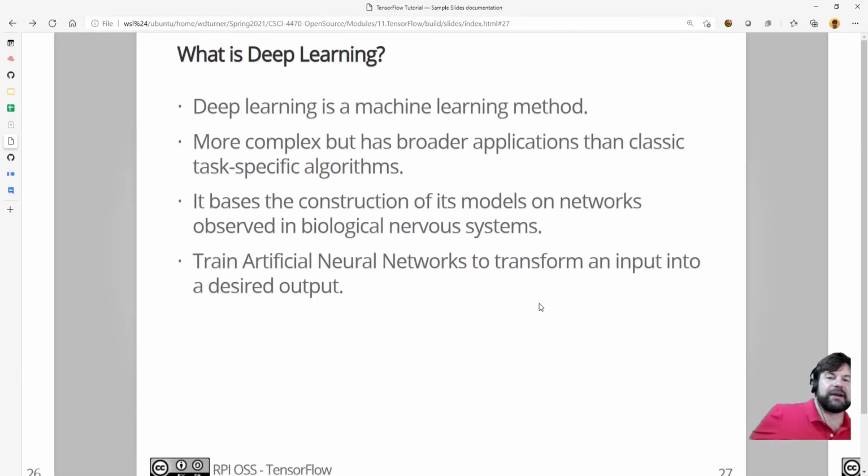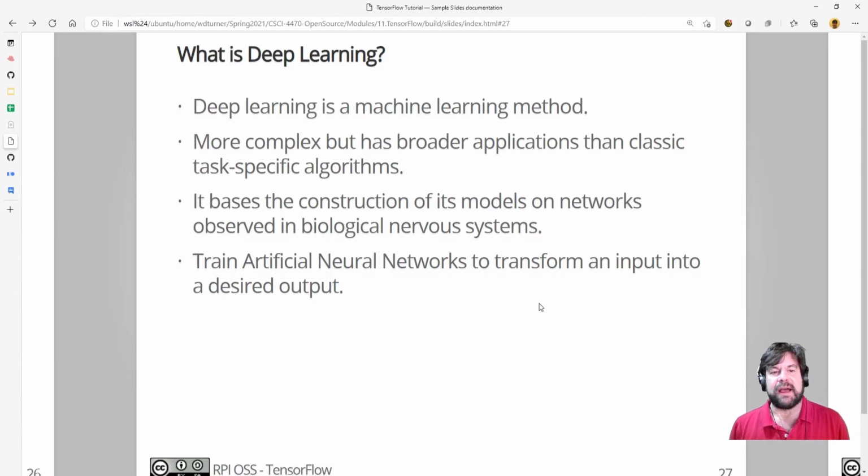And again, I'm not going to conflict with anything that you've learned from Professor Malik or any of the other professors, Professor Mushtaq, whoever else teaches deep learning and machine learning. That's not my field. I don't feel comfortable presenting myself as an expert. But deep learning is a machine learning method. It's more complex, but has broader applications than classic task-specific algorithms.